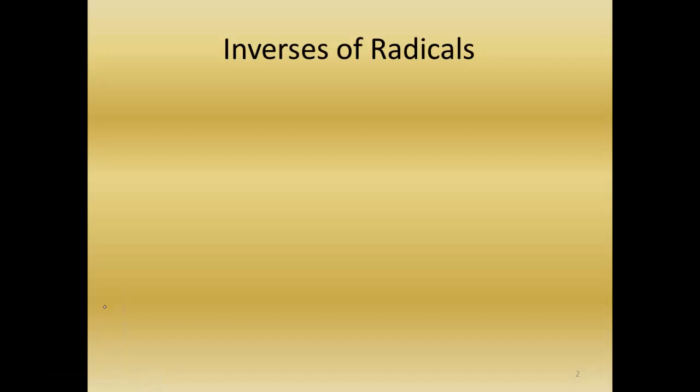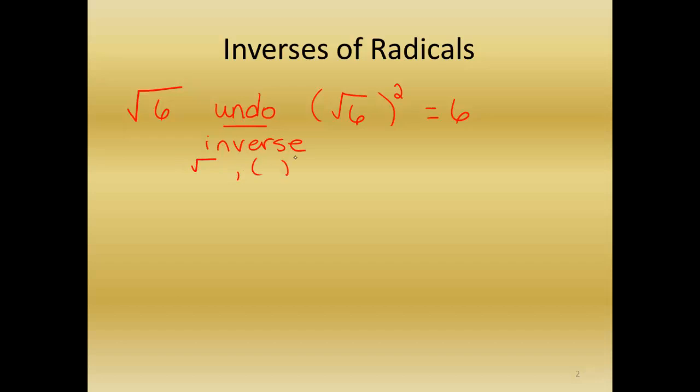inverses and undoing. And you may remember from Algebra 1 that if I had something like the square root of 6, and I wanted to undo that square root, I could take the square root of 6 squared, and it would leave me with 6. So this undoing is what we call the inverse. So the inverse of a square root is going to be squared.